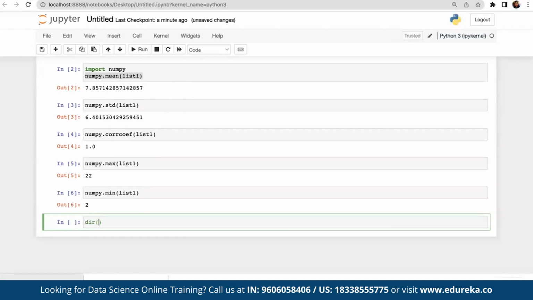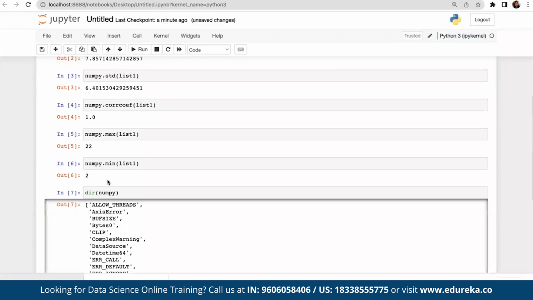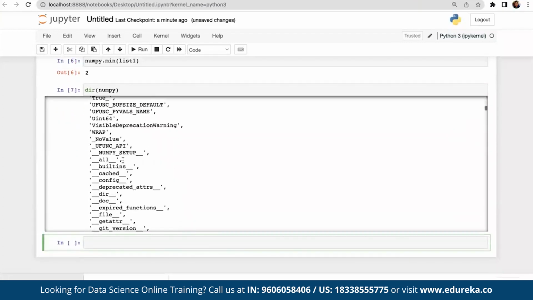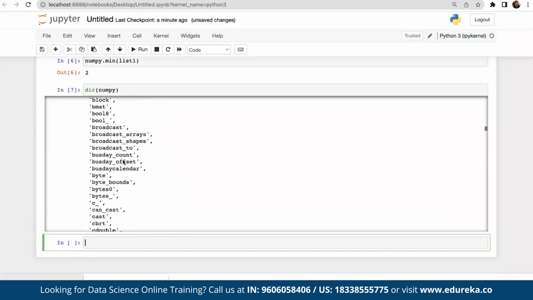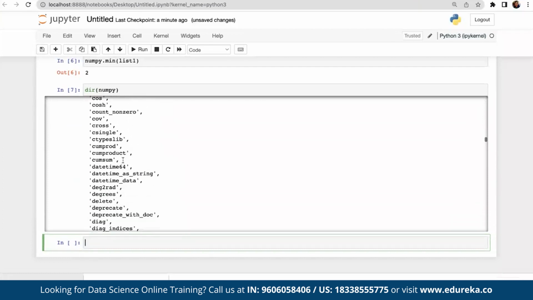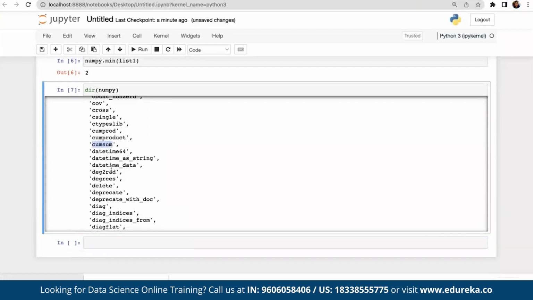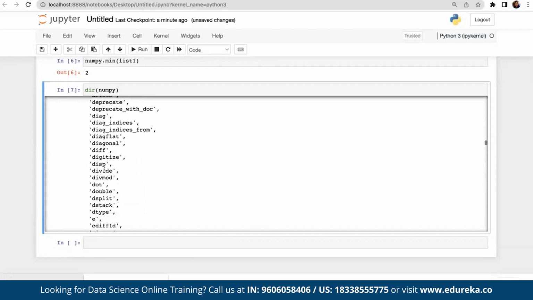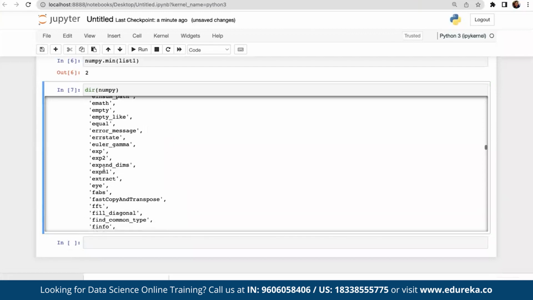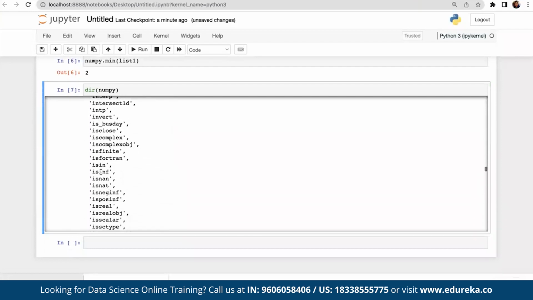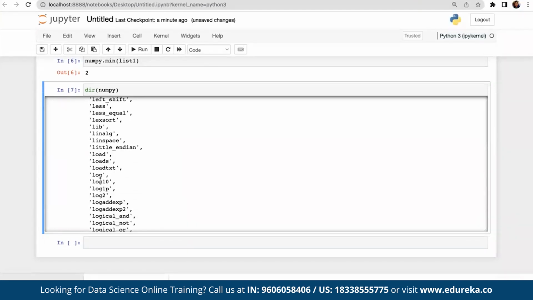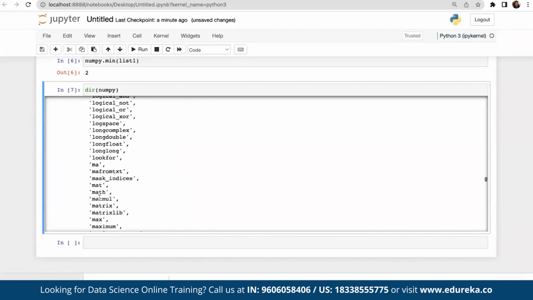So if you say dir of numpy, you'll see all the functions in NumPy. So many things are there. All the statistical and mathematical functions are there in NumPy. Cumulative sum, exponential, exp value, absolute value. So many hundreds of them are there for linear algebra, log base 10, log to the base 2.